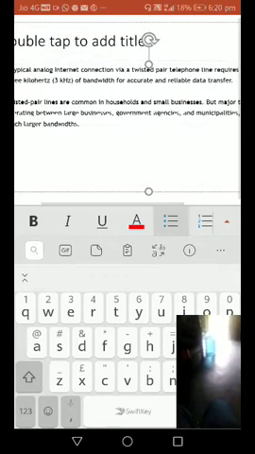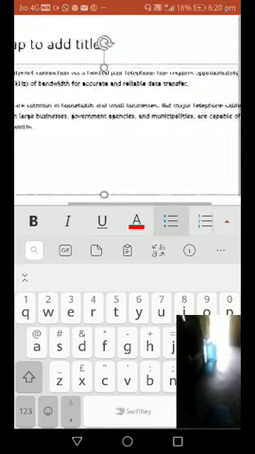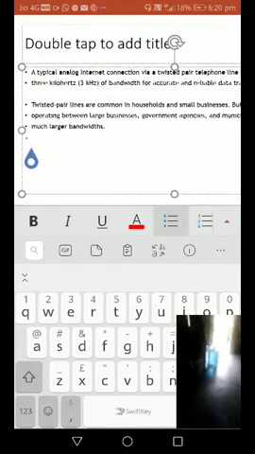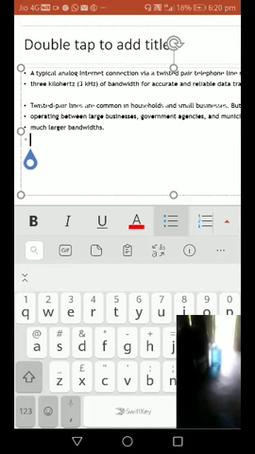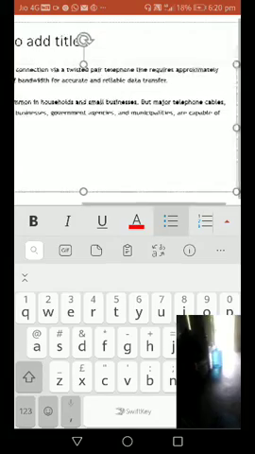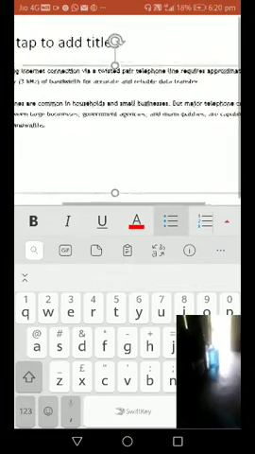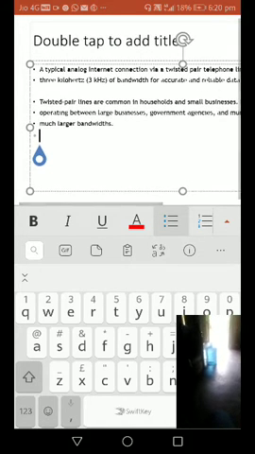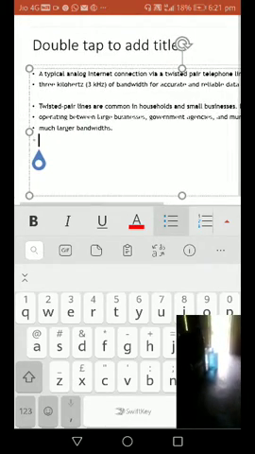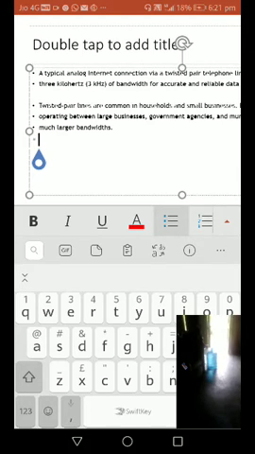After small businesses, major telephone cables are operating between larger businesses and government agencies, and within one organization. For example, any industry has different departments and organizations that access the internet and share information and data.